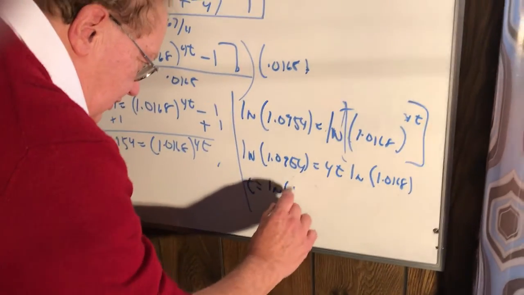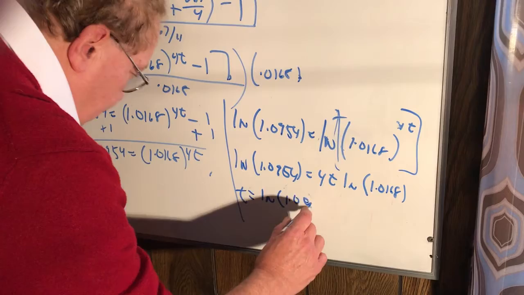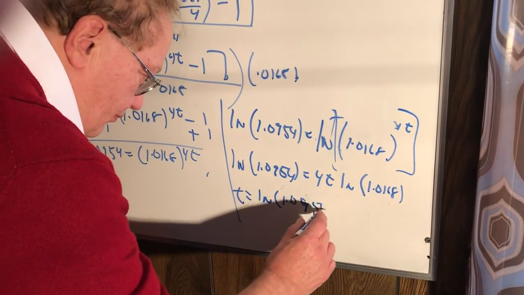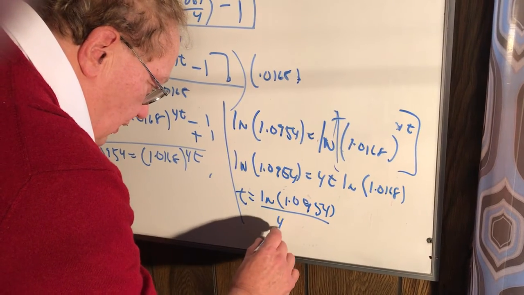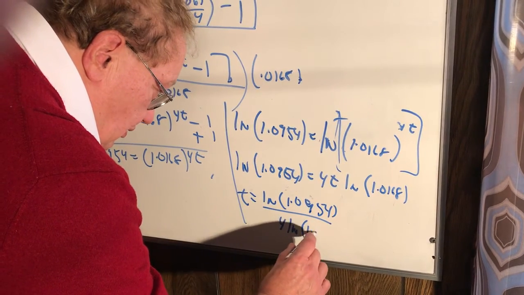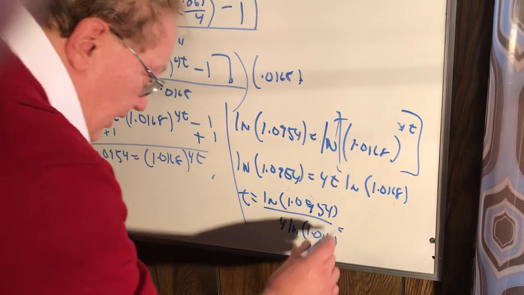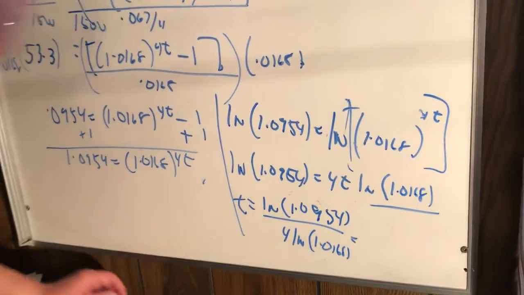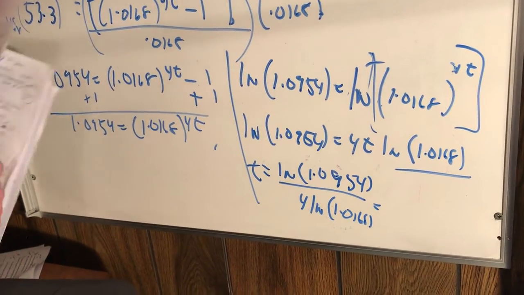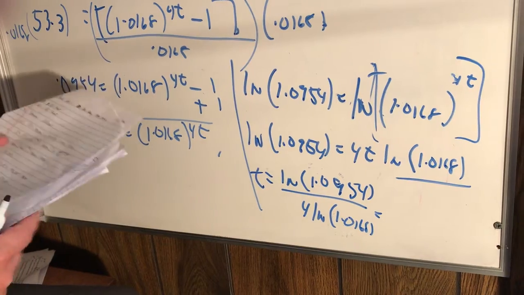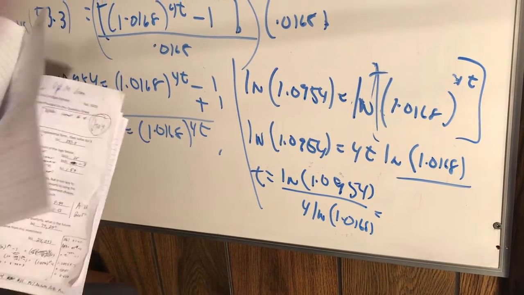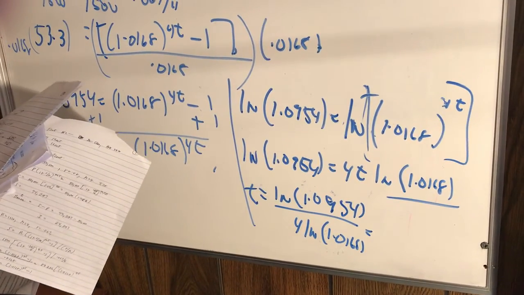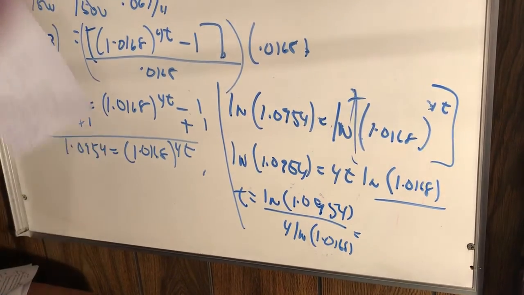Okay. Solving for t. T is the log of 1.0954 over 4 log of 1.0168. I divided both sides by 4 log of 1.0168. So the answer comes out to be basically, I believe, 9.8. Let me see. It is 9.6 years.